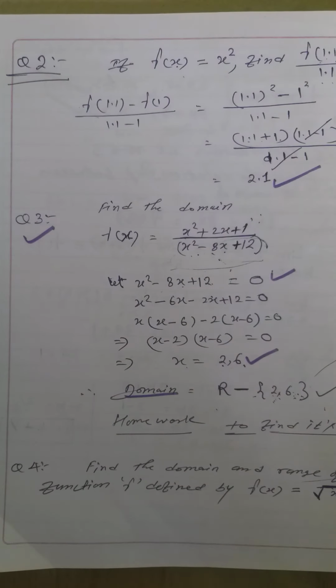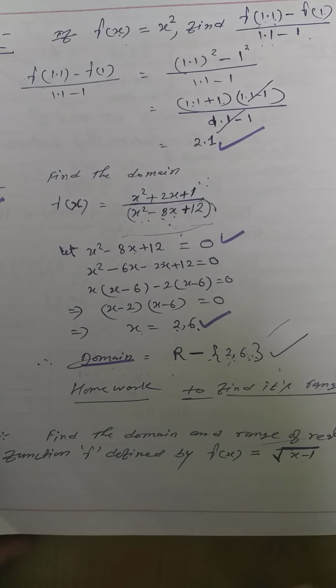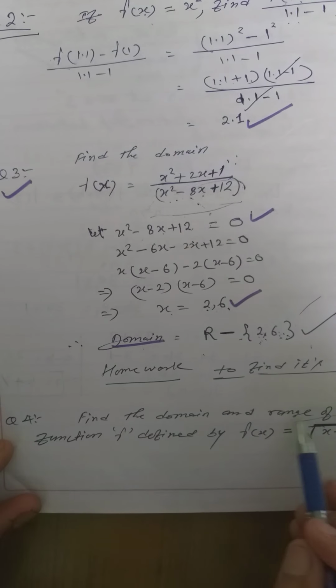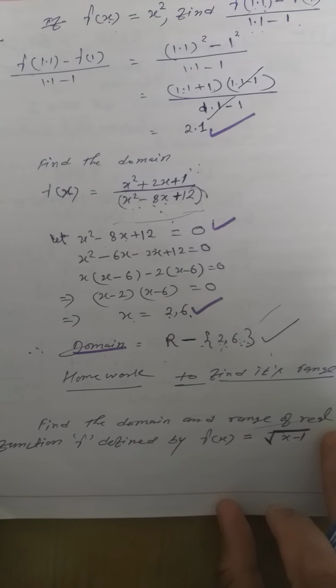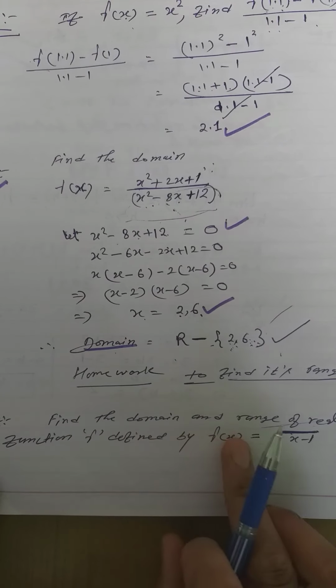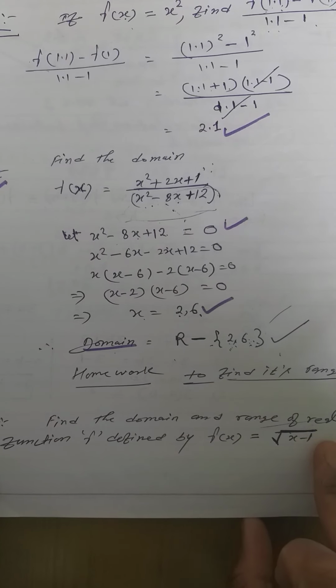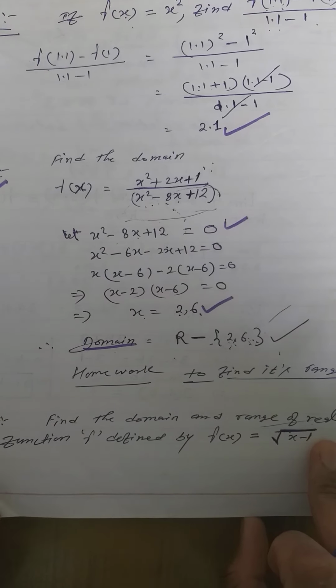All will be its domain. Come to question number 4. Find the domain and range of a real function f defined by f(x) equal to square root of x minus 1.